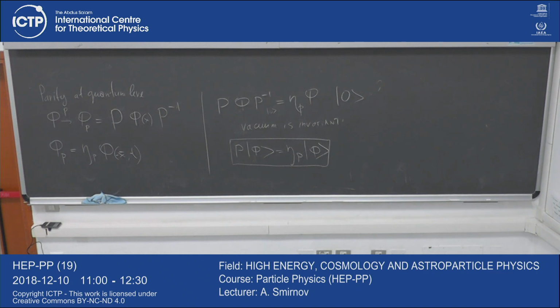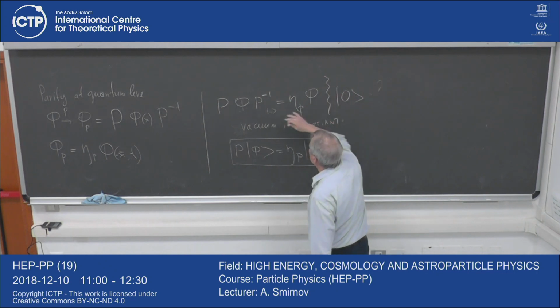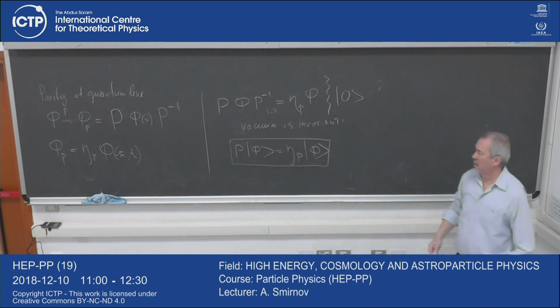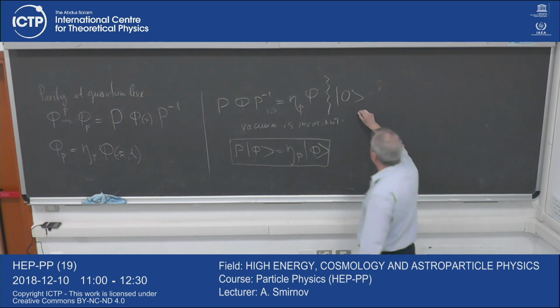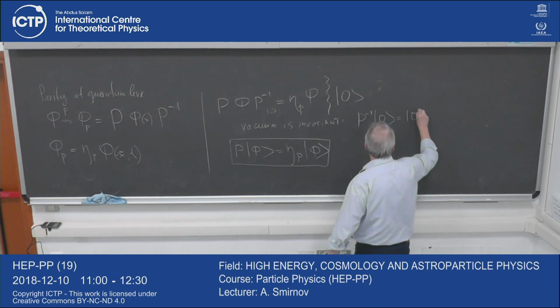Right? Or do you need more explanations? No problem. So I multiply both left and right parts on the vacuum, and then I'm getting this expression, provided that the vacuum is invariant, so P minus 1 acting on the vacuum gives me the vacuum again.